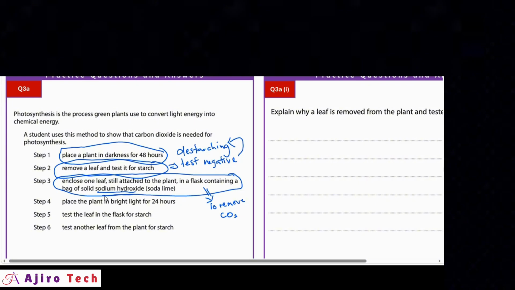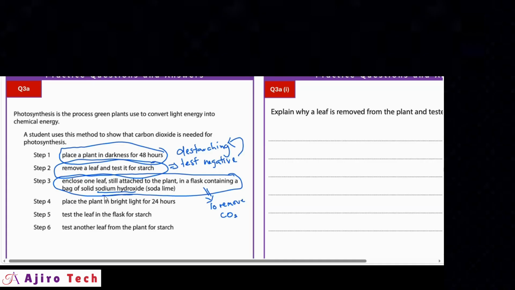So step 5 now says test the leaf in the flask for starch. So after we have placed the plant in bright sunlight for 24 hours, we go back and remove that leaf that is inside the flask, and we test the leaf for starch. The reason why we are testing the leaf for starch is that it is the only evidence of photosynthesis. If starch is present, that leaf has truly photosynthesized. And don't forget, one factor that is needed for photosynthesis to take place is carbon dioxide.